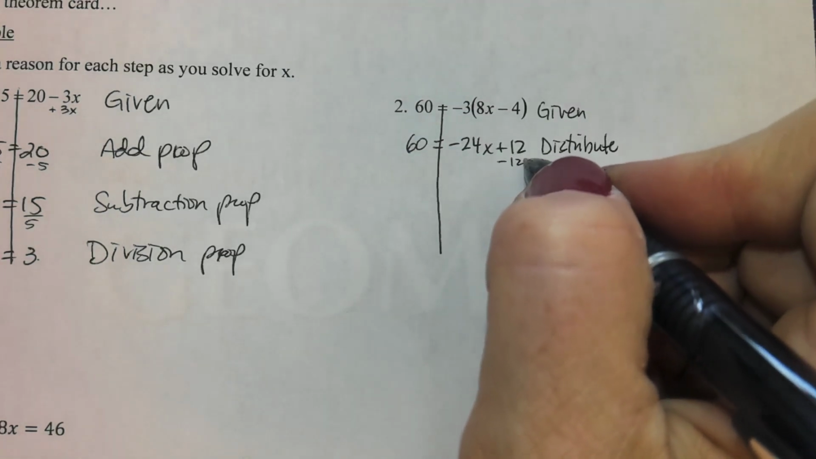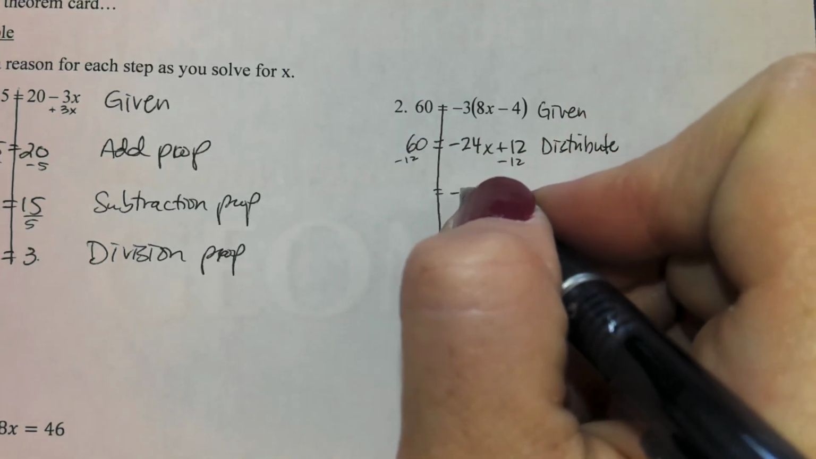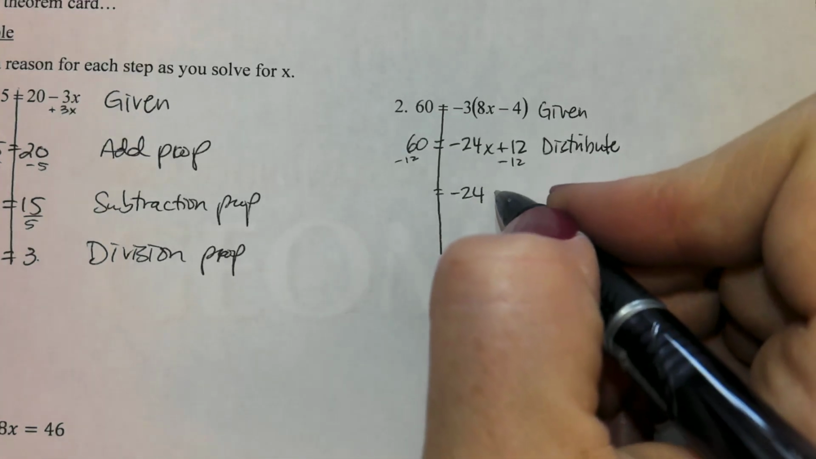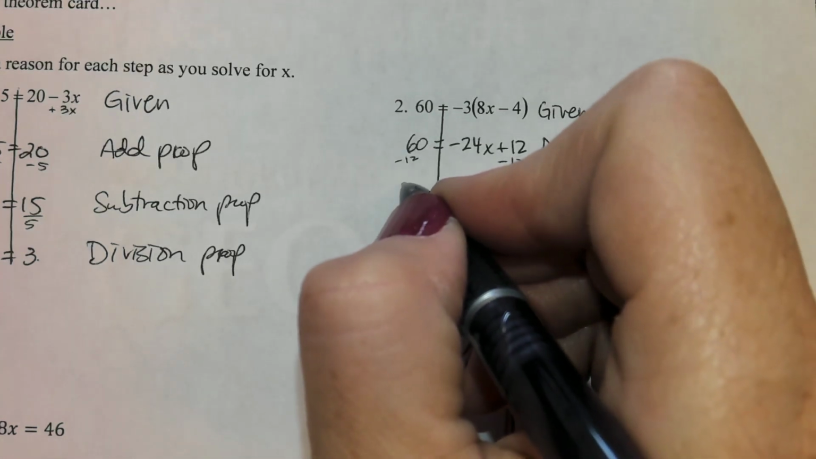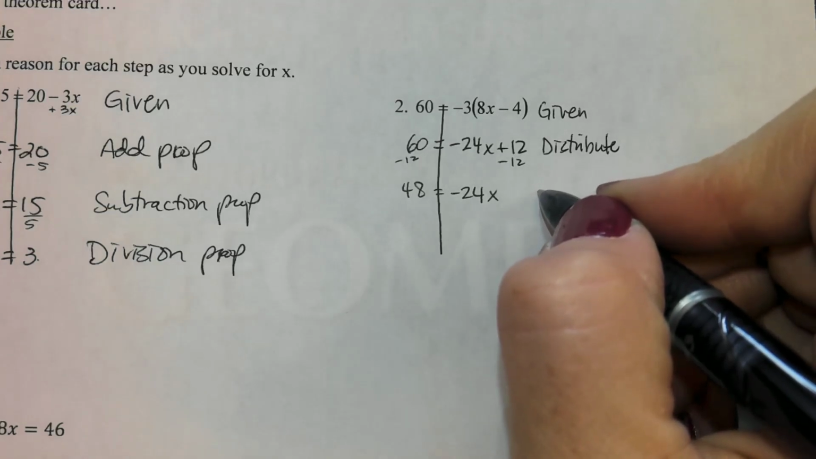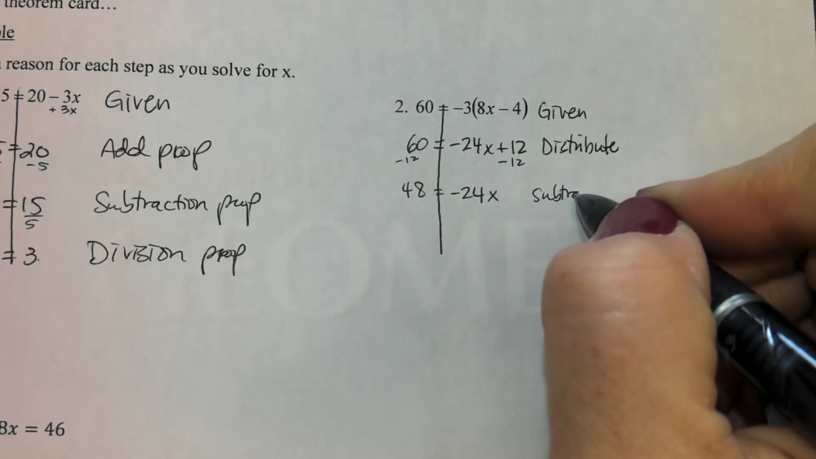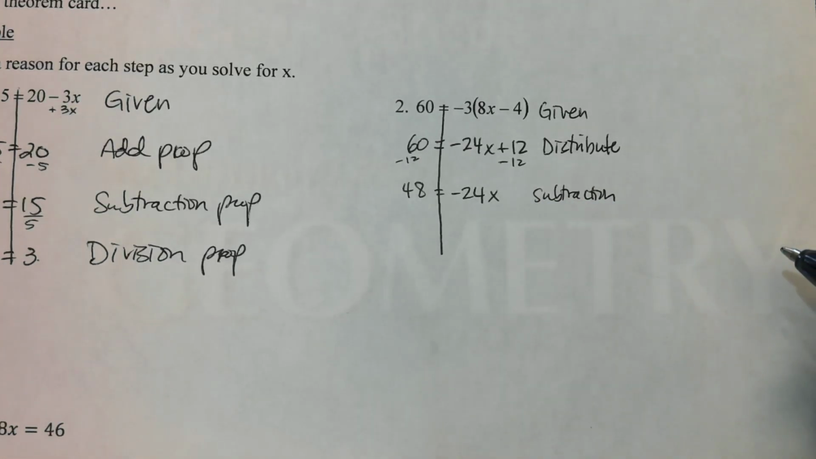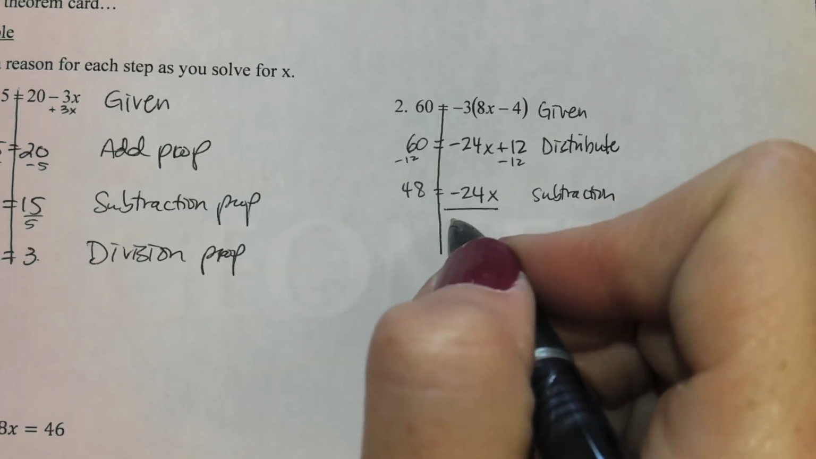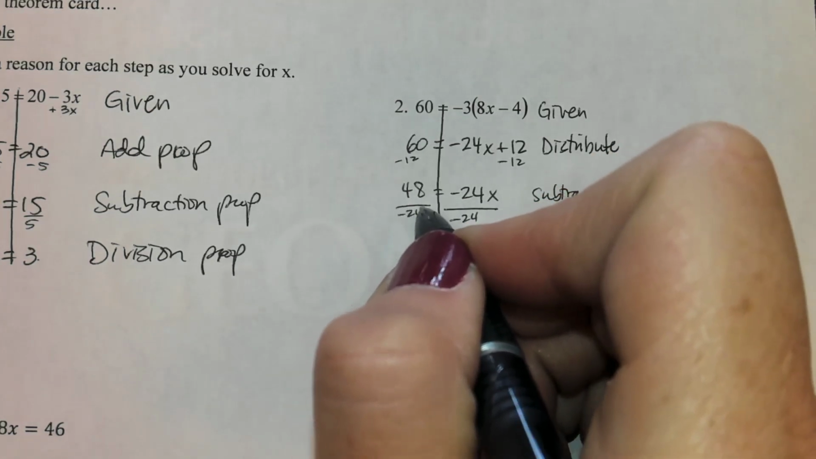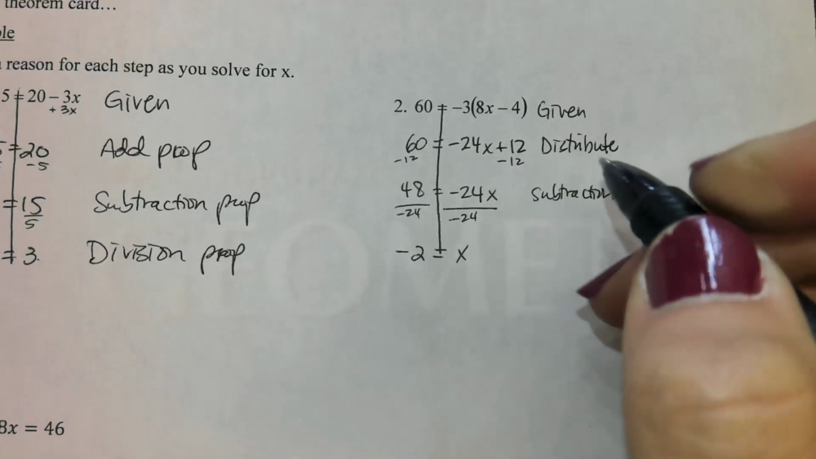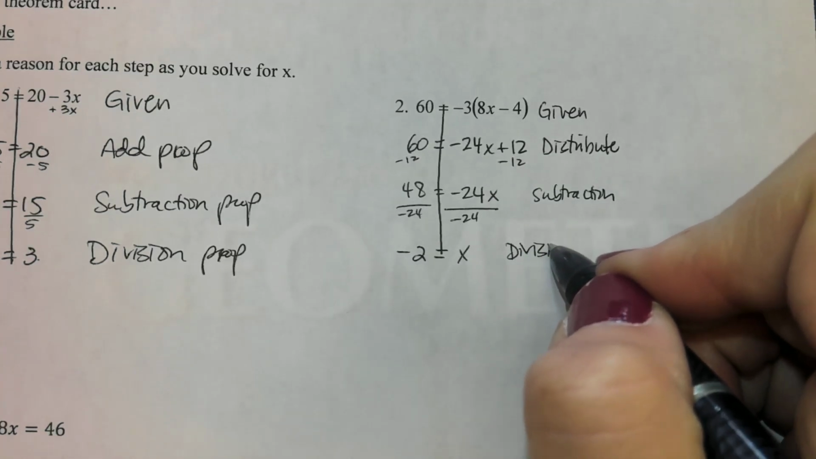And then we'll minus 12 from both sides, x, and then minus 12 will be 48. So we subtracted on both sides, so subtraction. And then we're going to divide by -24, so x equals -2, and that was division property.